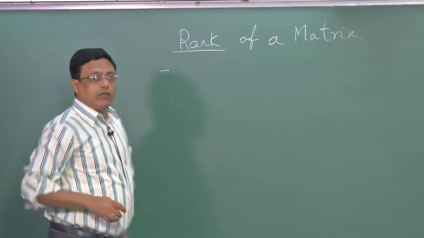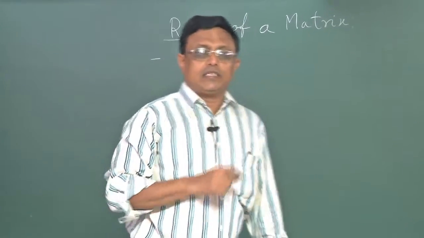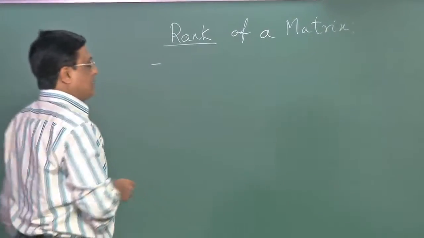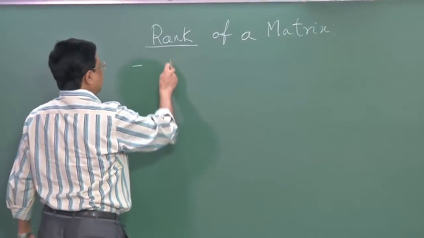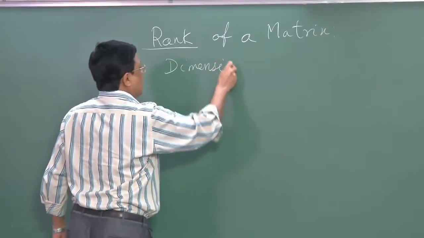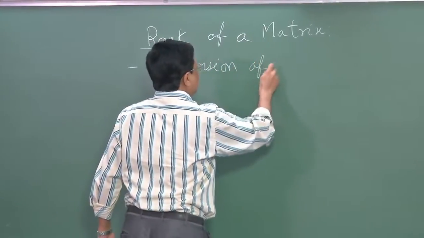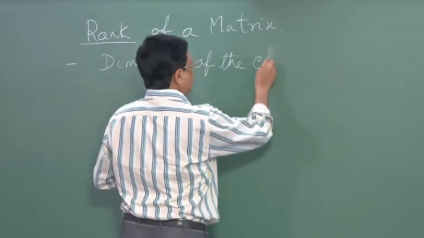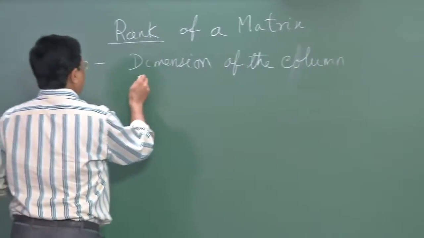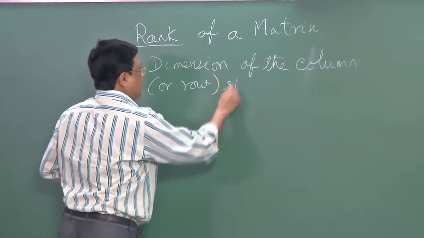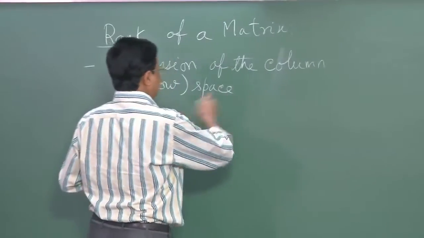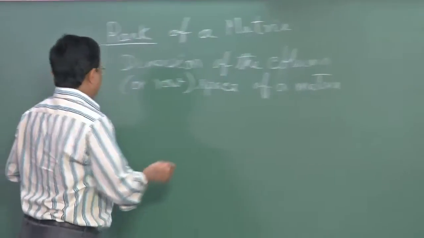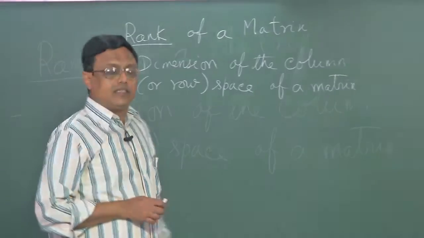I will give you two definitions of the rank, and we will just discuss two short examples of how to calculate the rank of a matrix. So, one definition says that the rank of a matrix is the dimension of the column or row space of a matrix. I will give you the other definition and then discuss what this column space is.